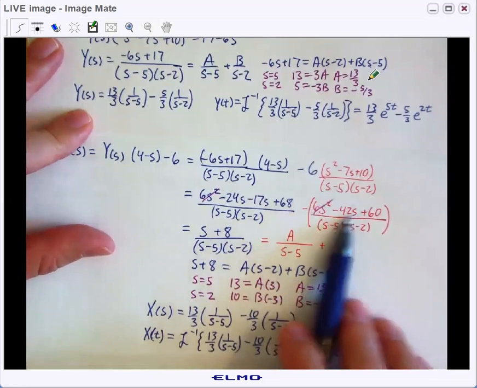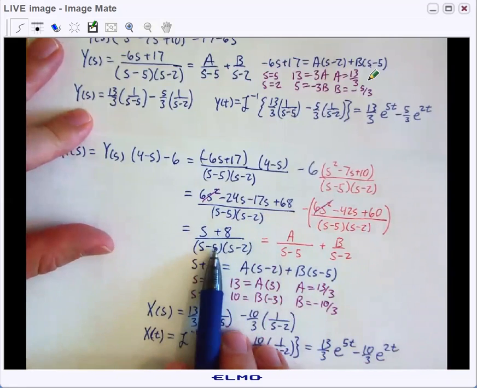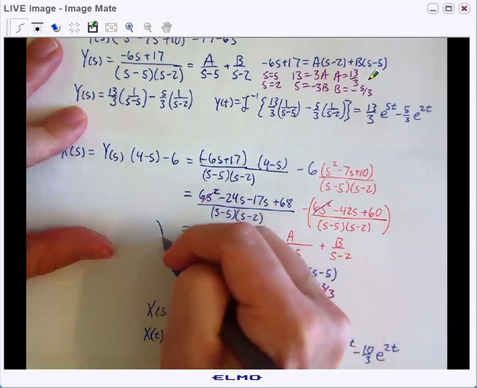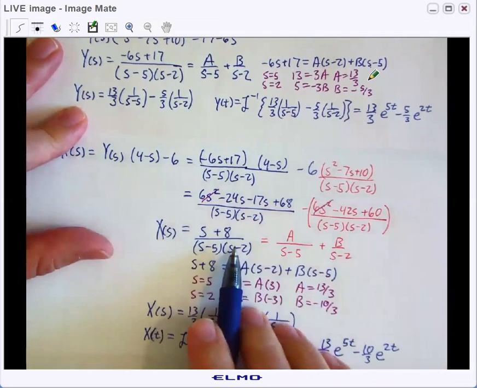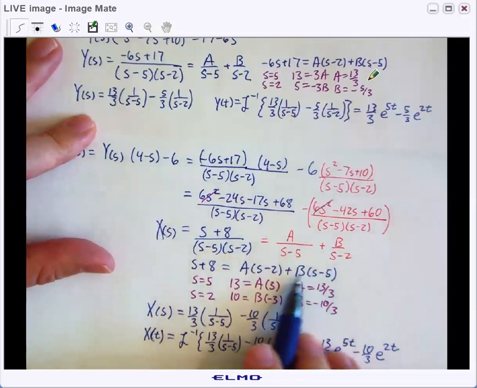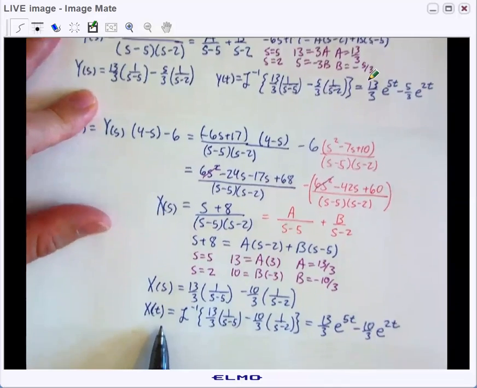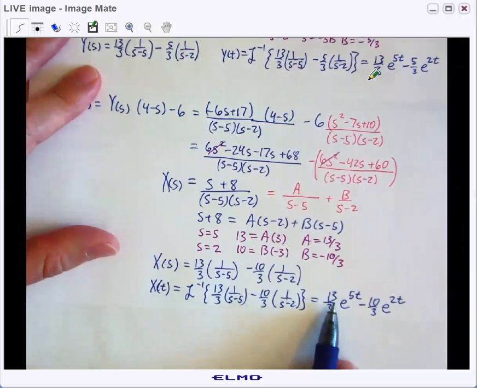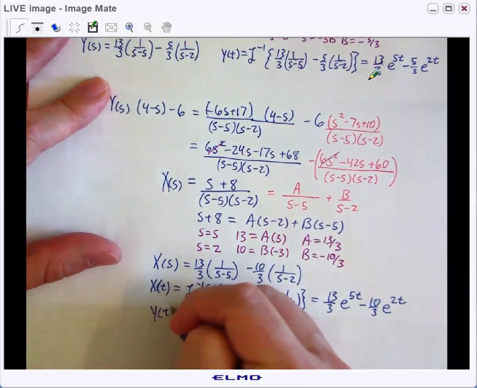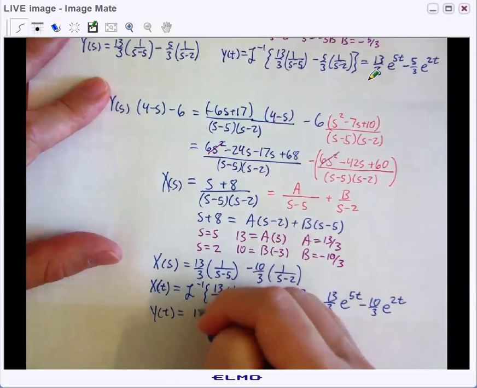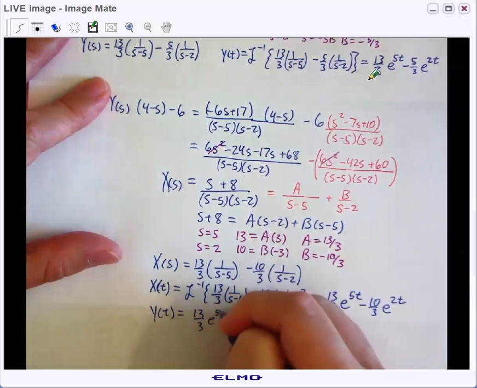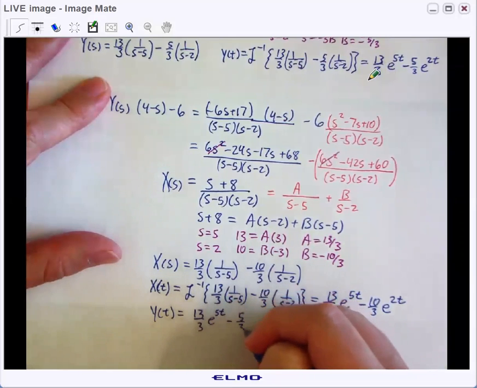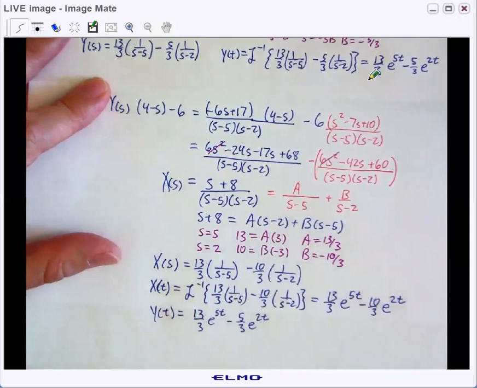So I get a common denominator and then I simplify, which leaves me with x of s is equal to this guy, which I can then break down using partial fractions and then find out using the inverse Laplace transform that x of t is 13 thirds e to the 5t minus 10 thirds e to the 2t. And remembering what y of t was, it was 13 thirds e to the 5t minus 5 thirds e to the 2t.